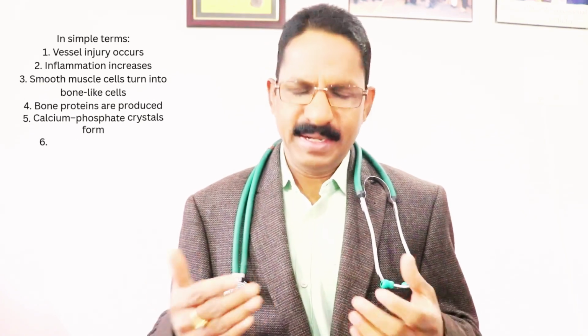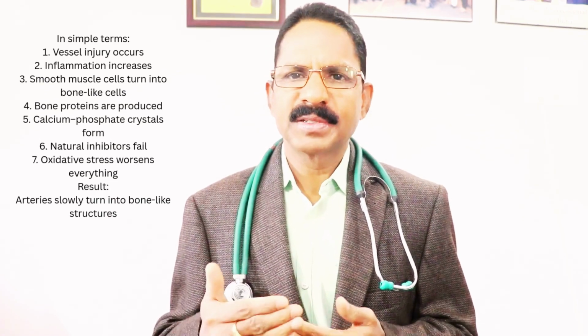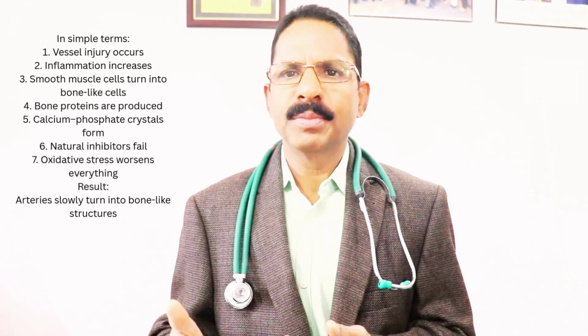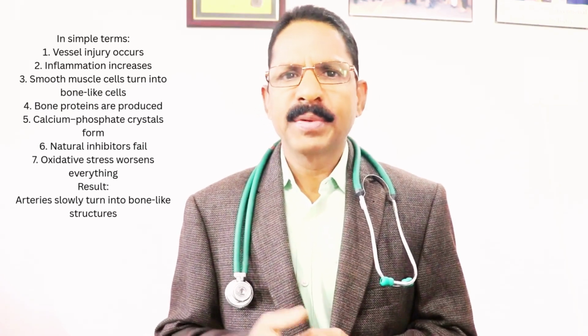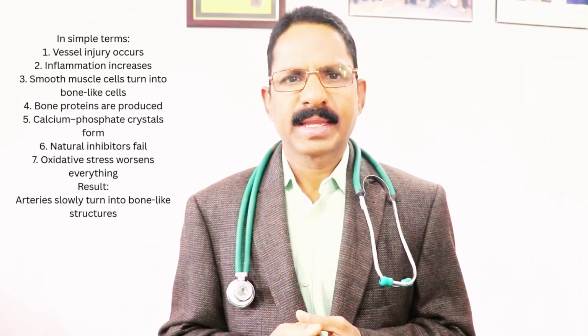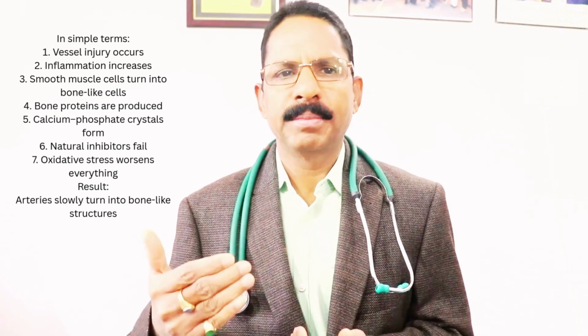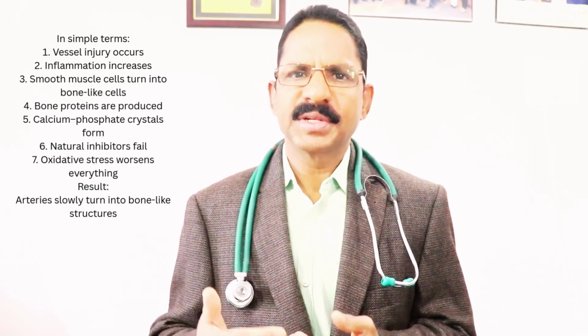In simple terms, vascular calcification means vessel injury occurs. Inflammation increases. Smooth muscle cells turn into bone-like cells. Bone proteins are produced. Calcium phosphate crystals form. Natural inhibitors fail. Oxidative stress worsens everything. As a result, the artery slowly turns into a bone-like structure.